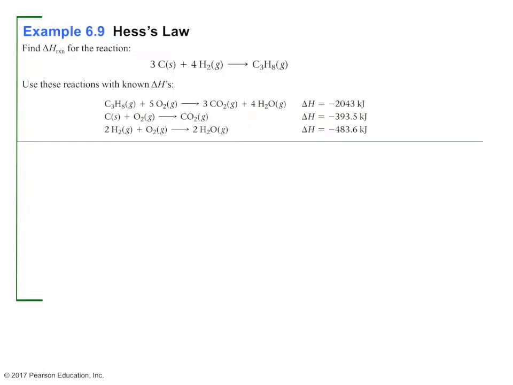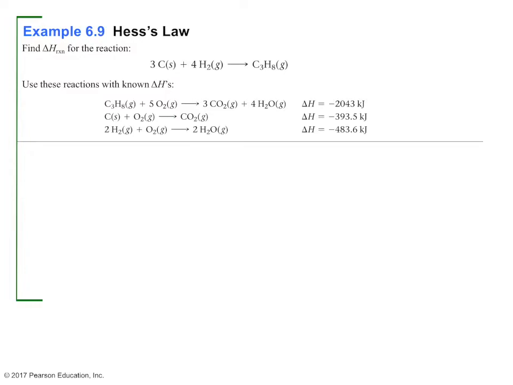It says find delta H of the reaction for 3 carbons plus 4 hydrogens gives us C3H8. Use these reactions with the known delta H. This is how it happens: C3H8 plus 5O2 yields 3CO2 plus 4H2O, with a delta H of negative 2,043 kilojoules. Carbon plus oxygen gives us carbon dioxide, with a delta H of negative 393.5 kilojoules. And then we have hydrogen plus oxygen gives us water.